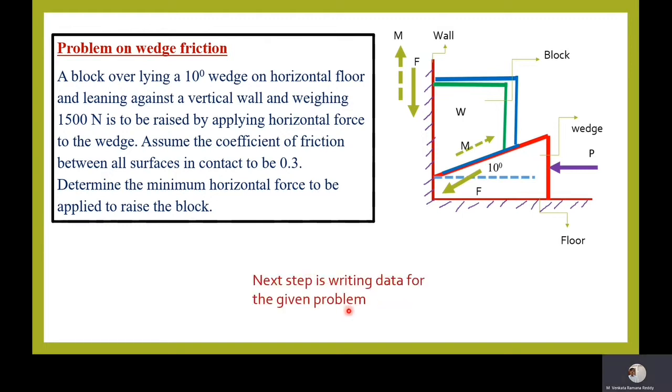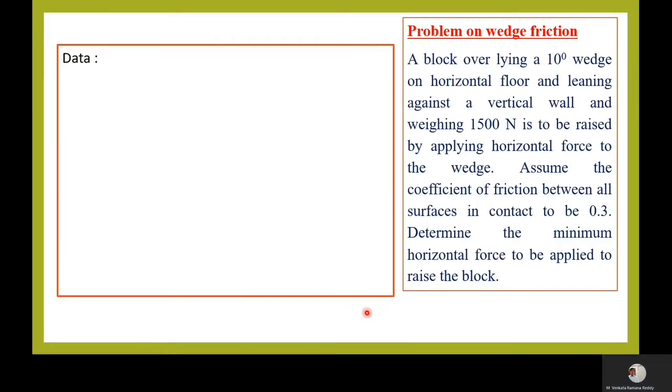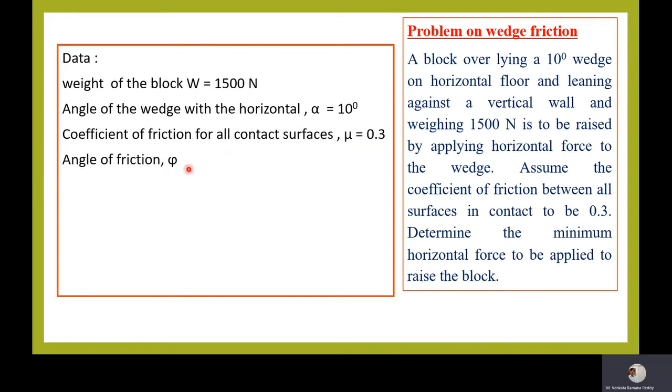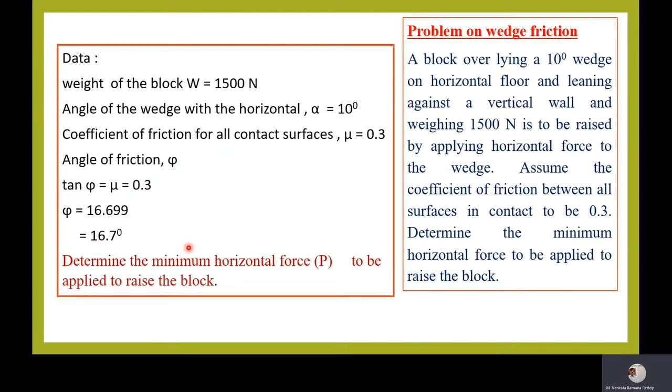Next step is writing the data for the given problem. Weight of the block is 1500 newtons. Angle of the wedge with the horizontal is 10 degrees. Coefficient of friction for all contact surfaces, mu, is equal to 0.3. Angle of friction is phi, so tan phi is equal to mu is equal to 0.3. Therefore, phi is equal to 16.699 degrees, which is approximately 16.7 degrees. We have to determine the minimum horizontal force P to be applied to raise the block.